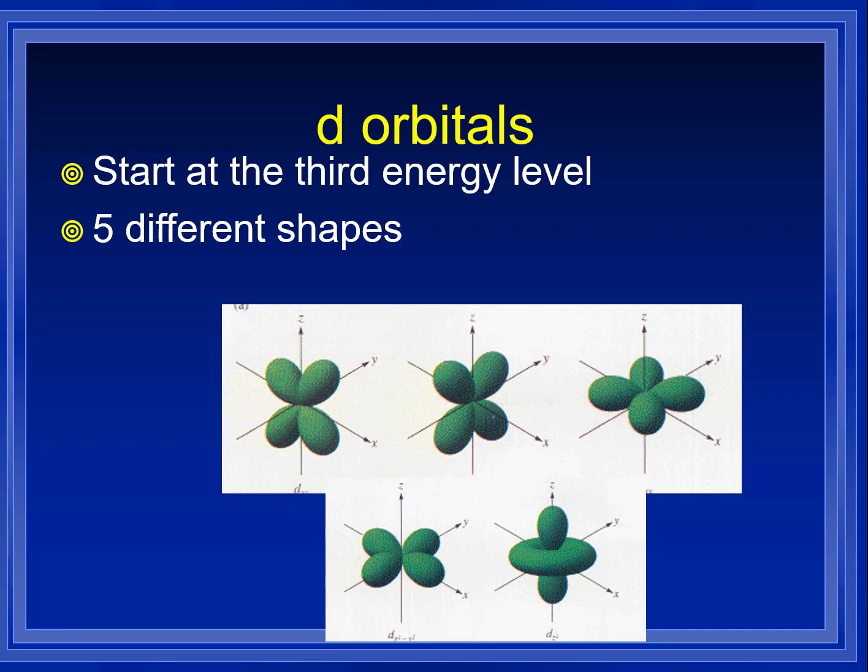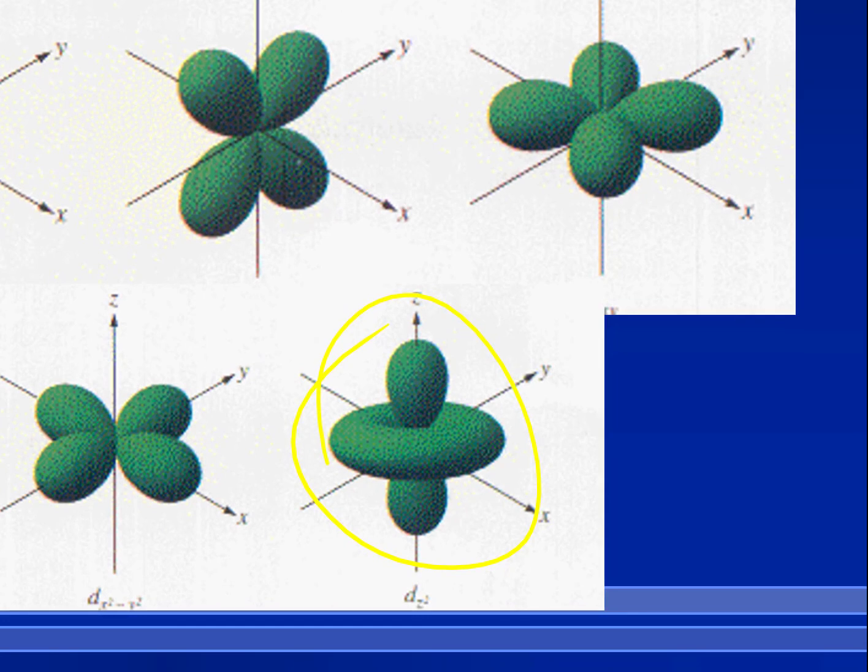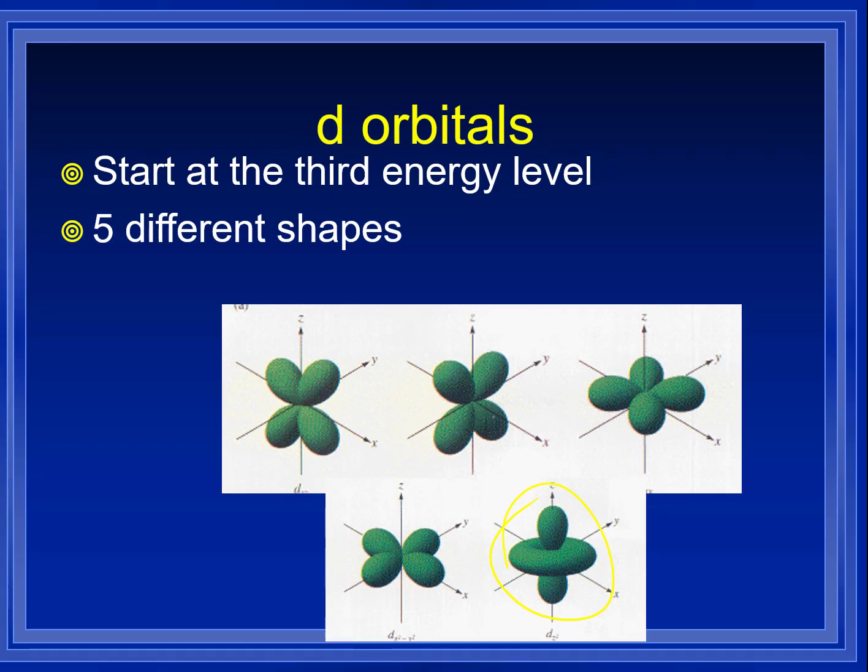They say they have 5 different shapes. Really, it's 4 different directions and 1 different shape. Does that look like clover leaves in 3D? Well, 3 of them do. The 4th one looks like a barbell with a donut around it. You actually have to remember the d shapes, which get kind of complex. But each one of these shapes can hold up to 2 electrons.